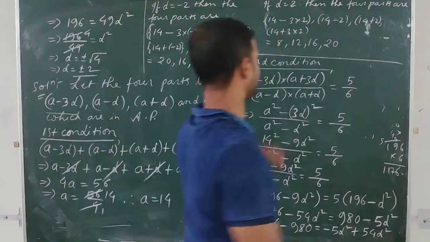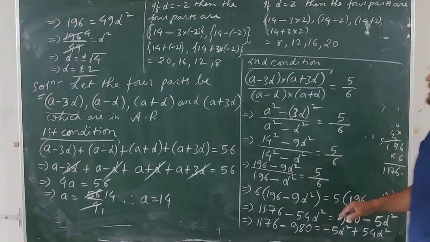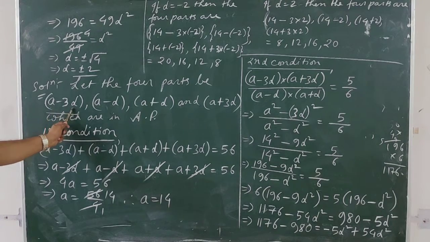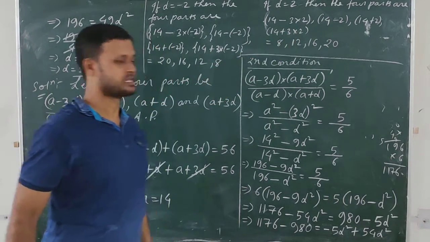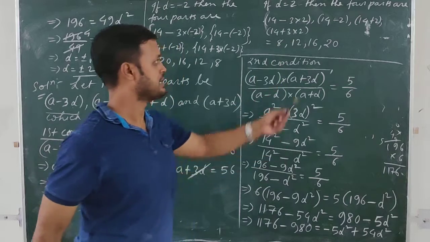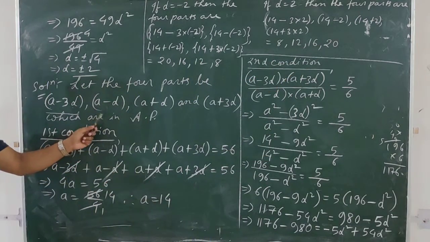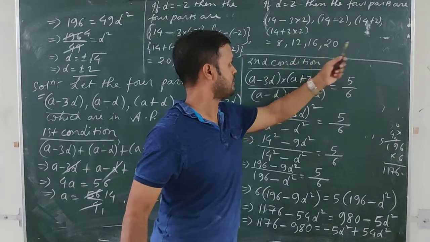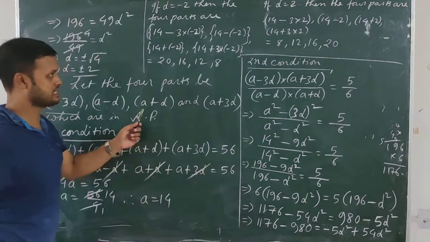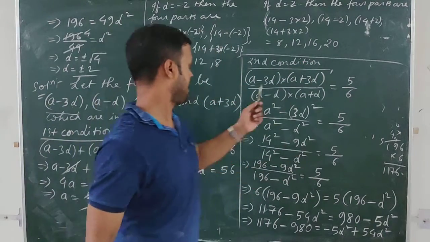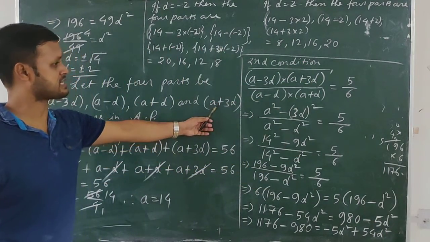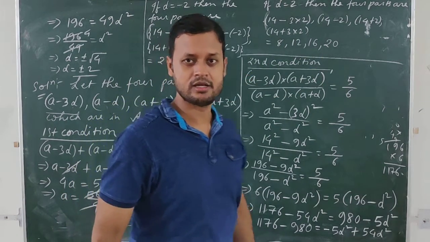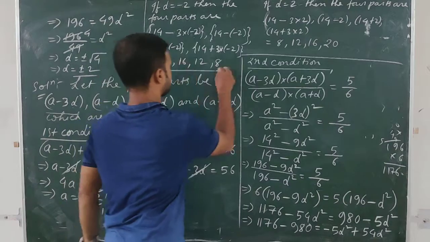8. And here also, if D is equal to plus 2, students, then the 4 parts will be what? A minus 3D is there, no? In place of D, 2. So 3 into 2 is how much? 6. 14 minus 6 is 8. Next is A minus D, in place of D, 2. So A is how much? 14. So 14 minus 2 is 12. And next is what? A plus D, right? 14 plus 2 is how much? 16. And next is your A plus 3D. So 3 into 2 is how much? 6. So 14 plus 6 is 20. Okay? So these are the terms.